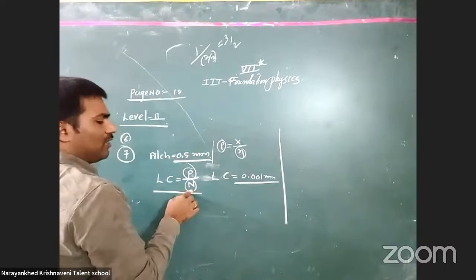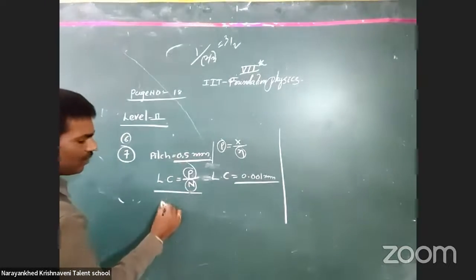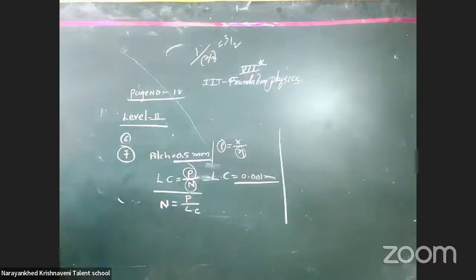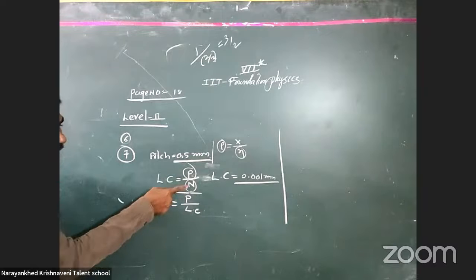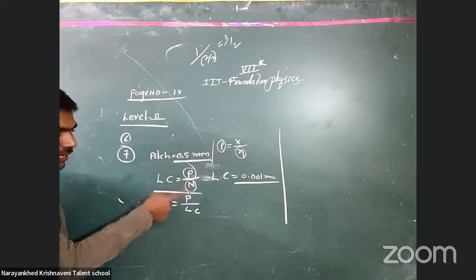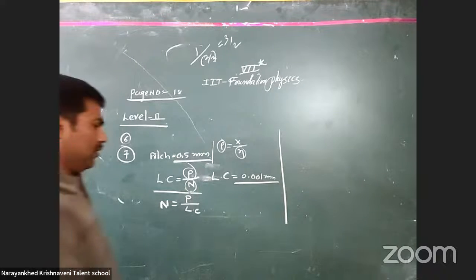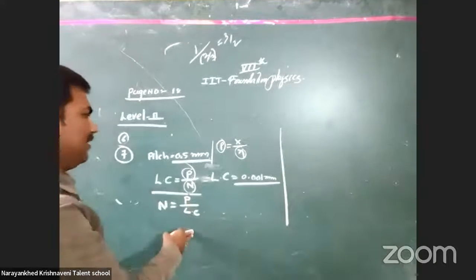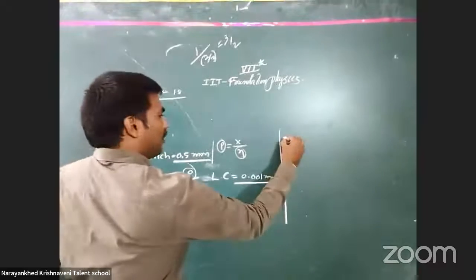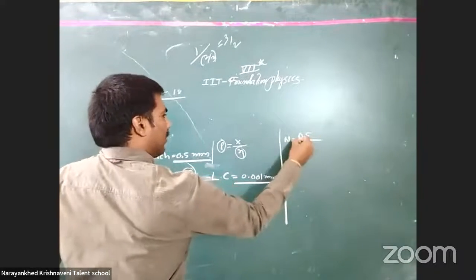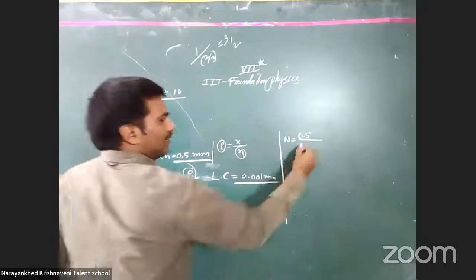Now, what is the formula for the number of head scale divisions? P by LC, simply. N is required. Got it or not? Now it becomes N is equal to P by LC. Here P is equal to 0.5. Now, what is the LC here?